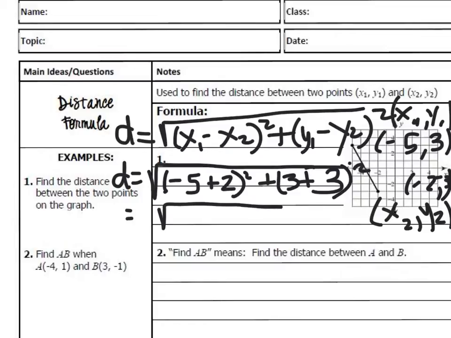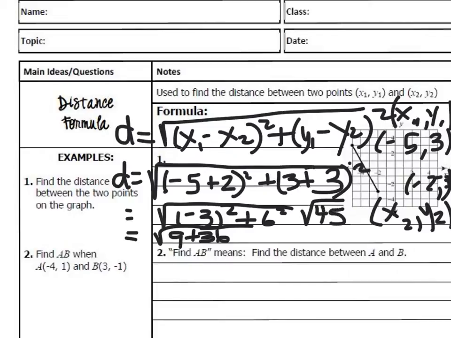Remember the square root is a grouping symbol, so you go under there and then work inside the parentheses. You're going to have -3 squared plus 6 squared. Simplifying further, -3 squared is 9, plus 36, and we get the square root of 45.